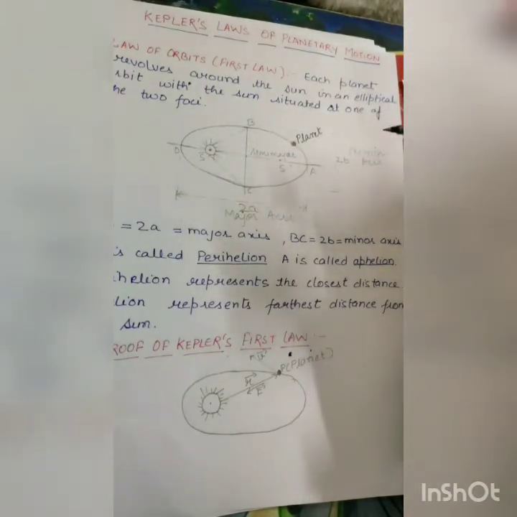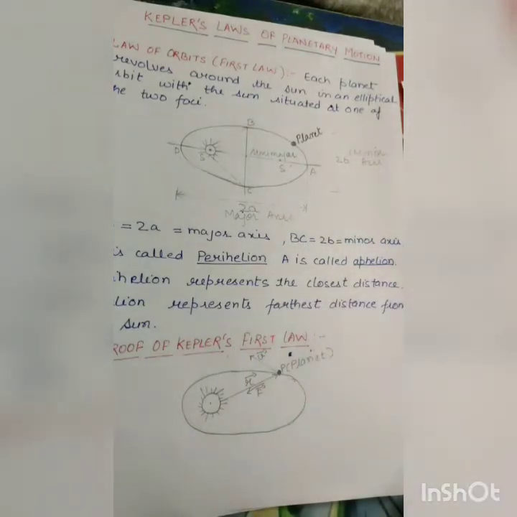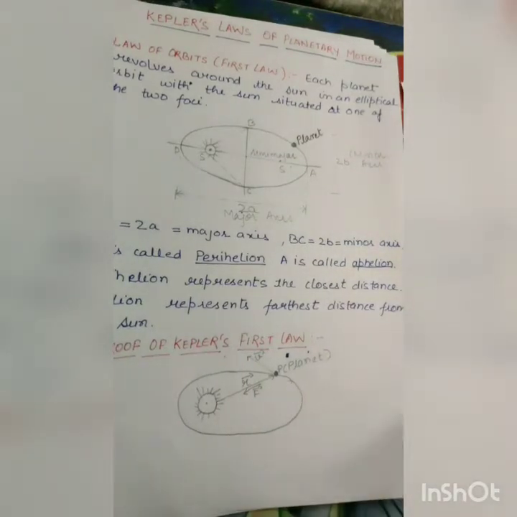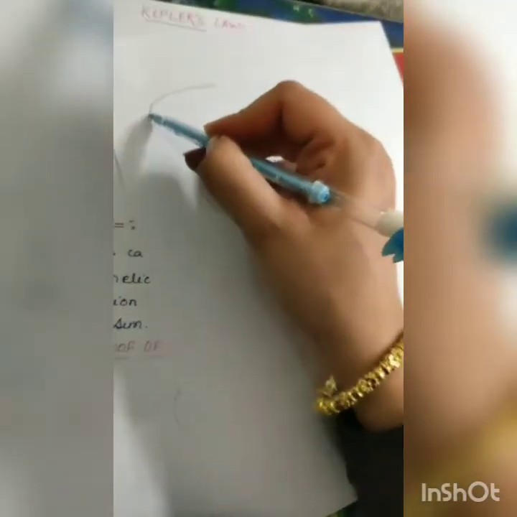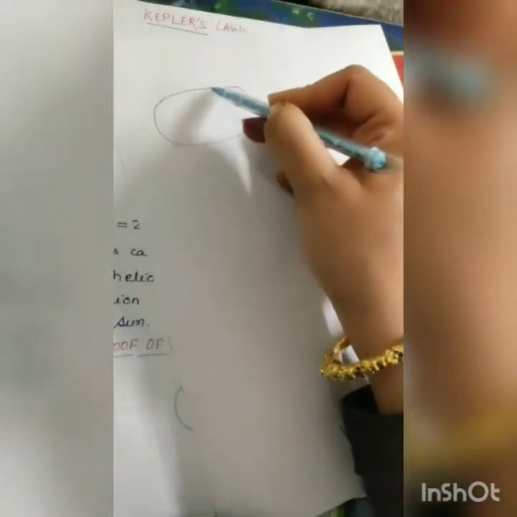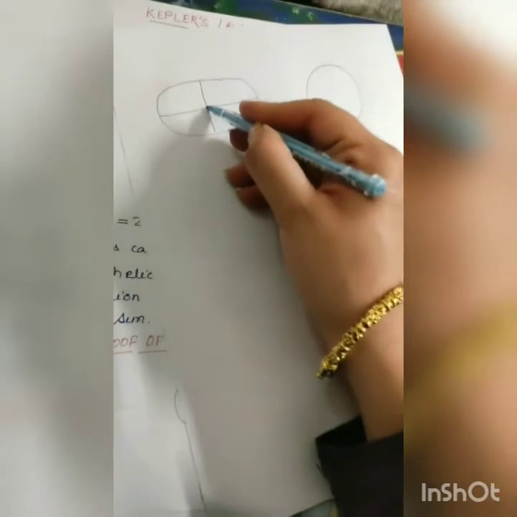Now to understand this particular law, we must first understand what an ellipse is, how it is related to a circle, and when we will get an ellipse. So let's draw two figures. Let us say one is an ellipse and the other one is a circle. Let this be the center of the ellipse and this is the center of the circle.